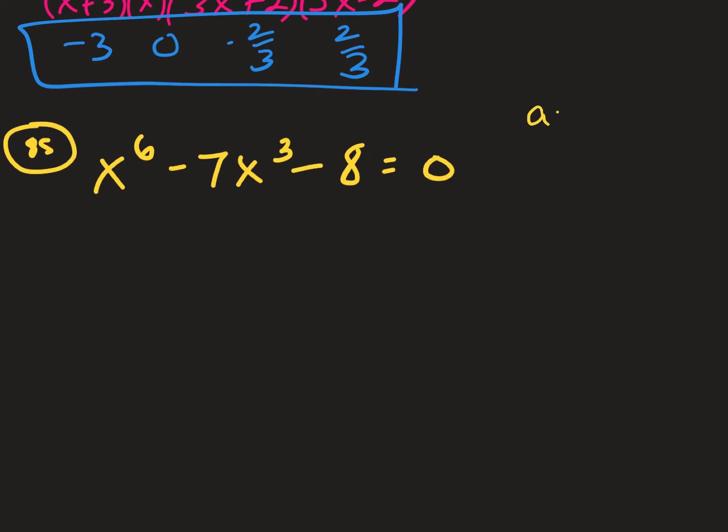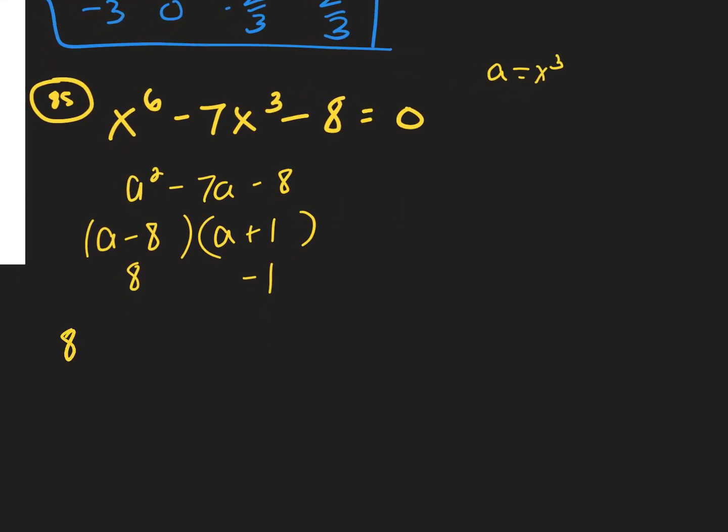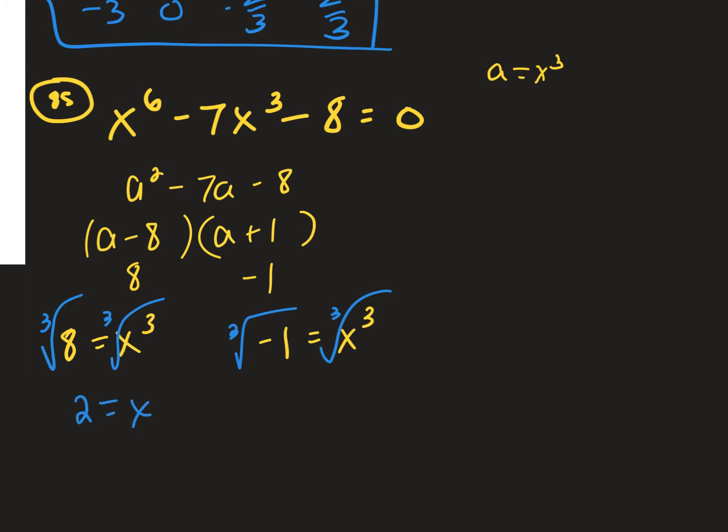Okay, so I would say a equals x to the third, and then this is a squared minus 7a minus 8. Factor it: a minus 8, a plus 1, and I get positive 8, negative 1. So 8 equals x to the third, and negative 1 equals x to the third. Cube root both sides, and I get 2 equals x, and negative 1 equals x.